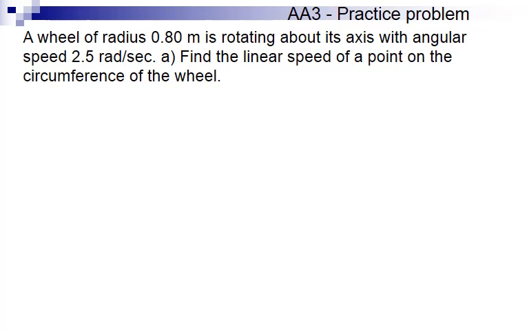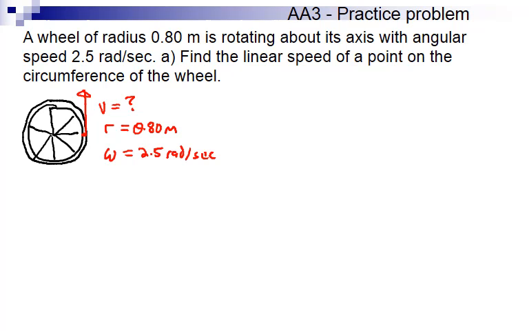All right, so on this one, we have a wheel that's 0.8 meters, and it's rotating about its axis with an angular speed of 2.5 radians per second. And we want to find the linear speed on the point of circumference on the wheel. So you should be able to remember how to do that. So go ahead and pause and calculate that. And then when you're ready to check, you can hit play to continue.